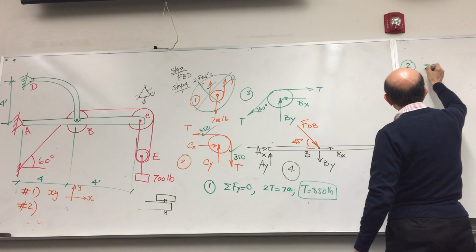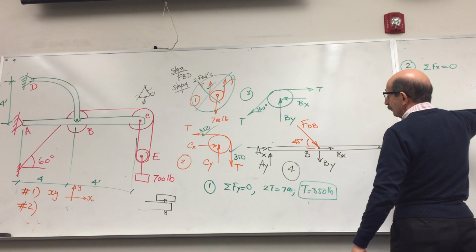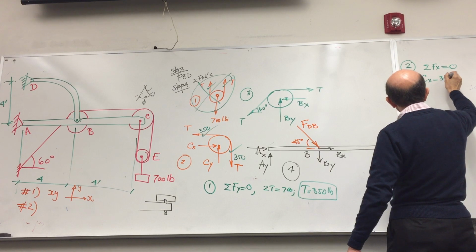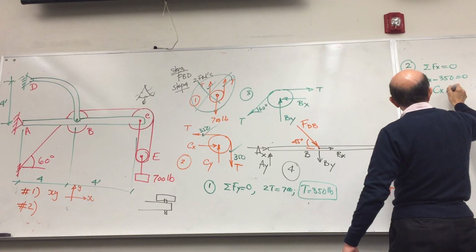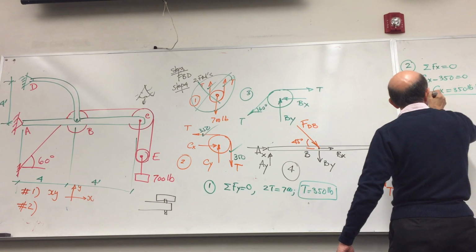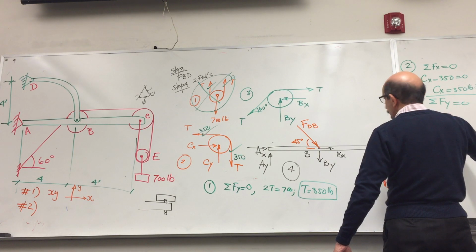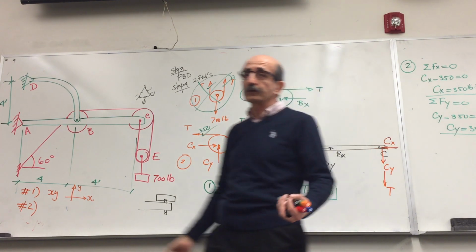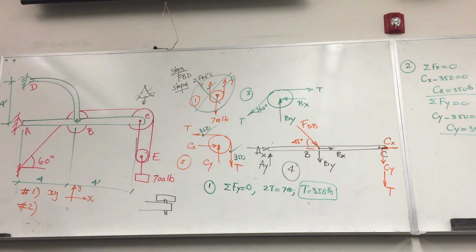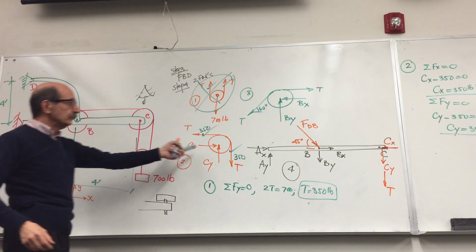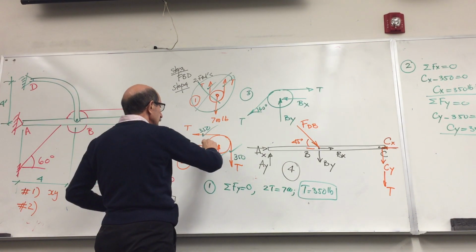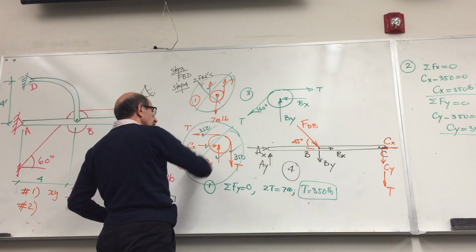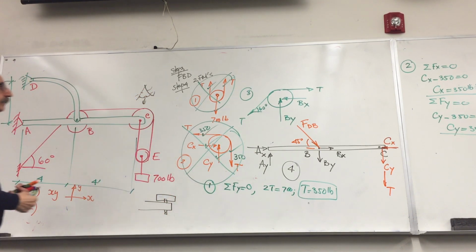Do that, you just write summation of forces along x equal to 0. That'll give you Cx minus 350 is equal to 0, so Cx is 350 pounds. Summation of forces along y is equal to 0. You have Cy minus 350 equal to 0, so Cy is 350 pounds. And both directions apparently were the correct assumption when I chose these directions. So this is done, this free body diagram is gone, right?